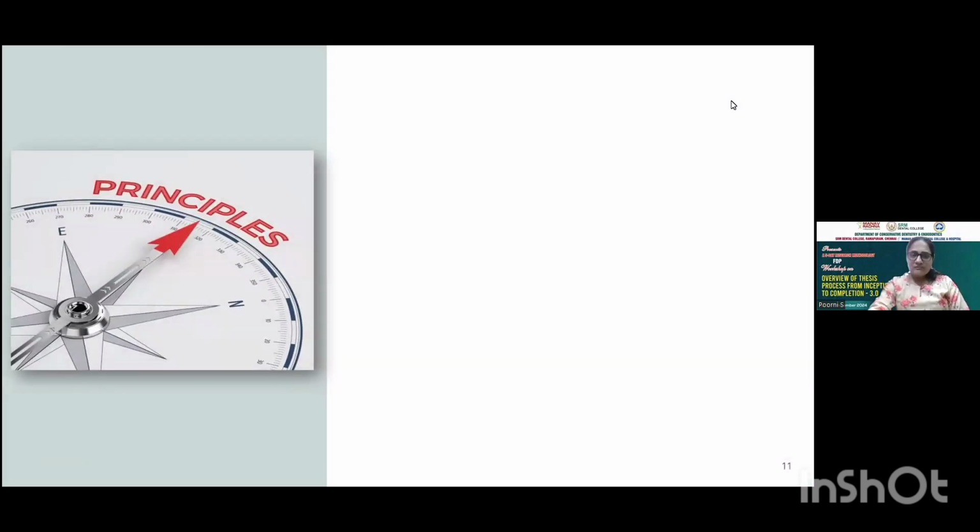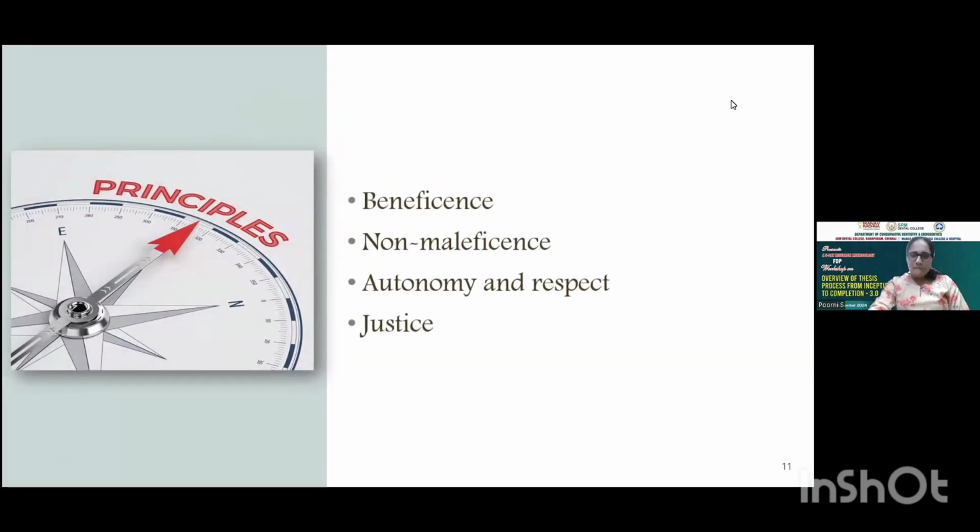So when we say ethical principles of research, it is basically 4 of them, which says beneficence, that is do good; non-maleficence is do no harm; autonomy, everybody has the right to choose and respect their confidentiality and privacy; justice, treat everyone as the same. So these are the 4 basic principles for any research.